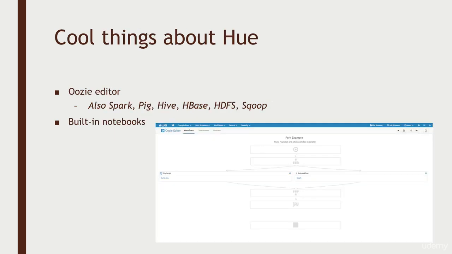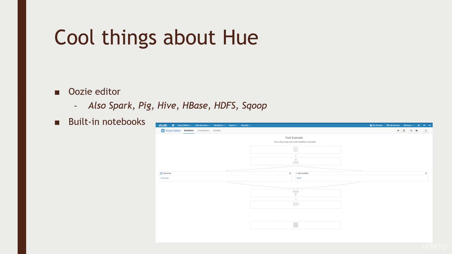One cool thing about Hue that I really like is that it has a built-in Oozie editor. So when we looked at Oozie, we had a pretty hard time of actually setting up everything we needed to do. We had to hand tweak XML files and set up property files and all sorts of nonsense, and it just wasn't easy to set up a workflow in Oozie. But with Hue, they do make it easy.